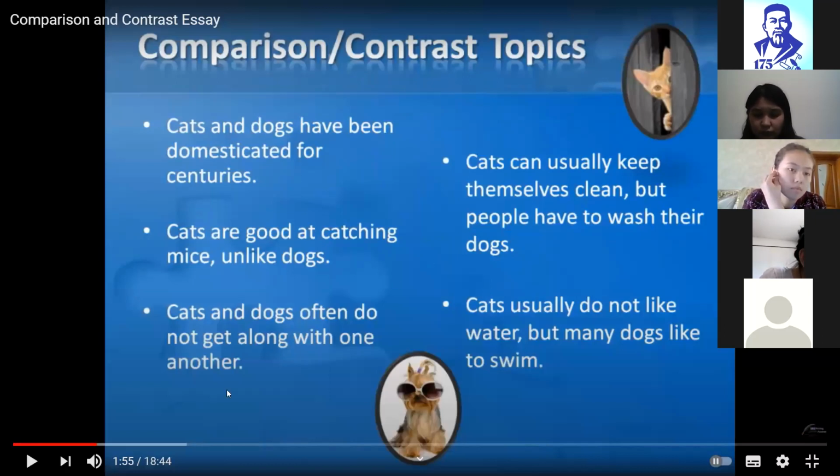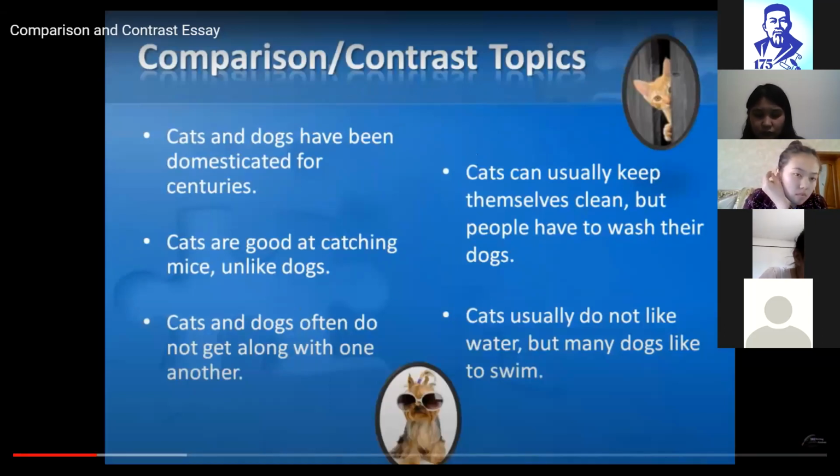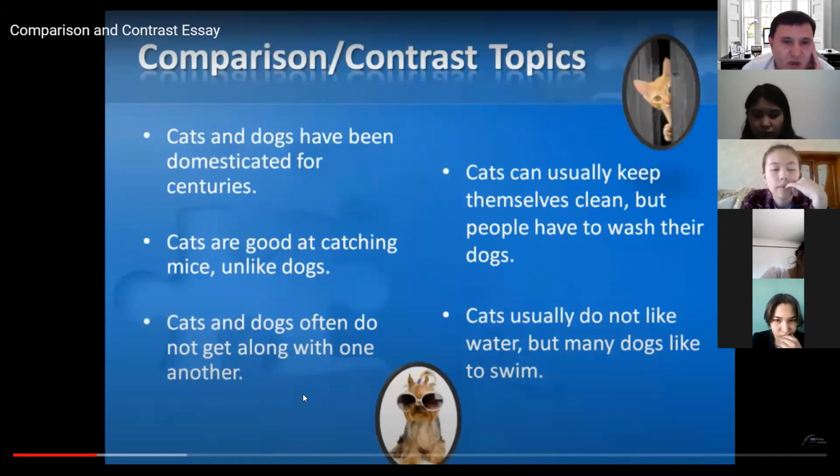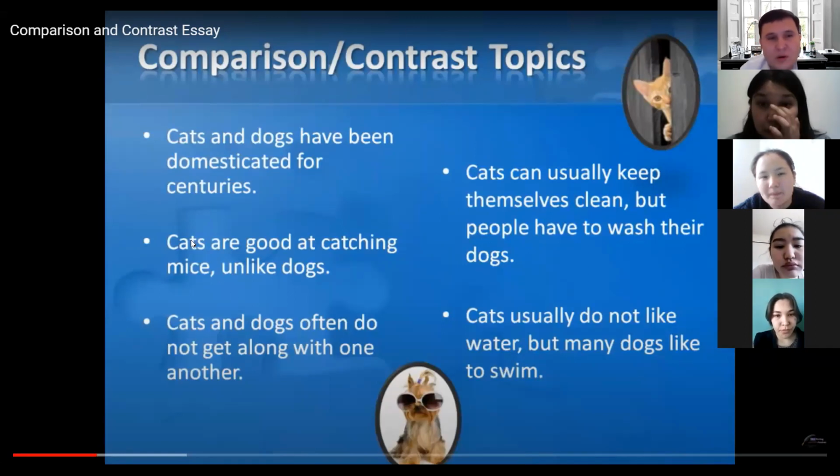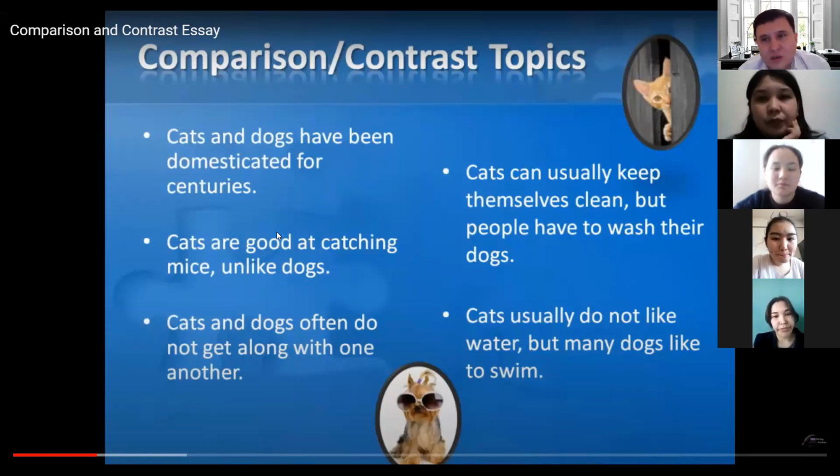Can you give an answer to this question? Is it a comparison or contrast? In my opinion, the first sentence, cats and dogs have been domesticated for centuries, is a comparison, maybe. Okay, we are talking about the second topic. Is it comparison or contrast? Contrast. Yeah, it's contrast.